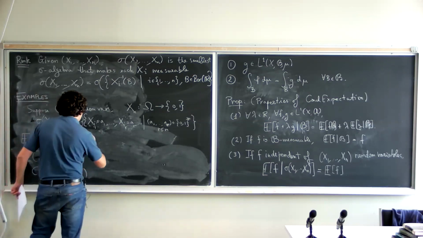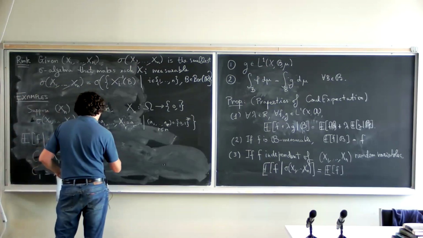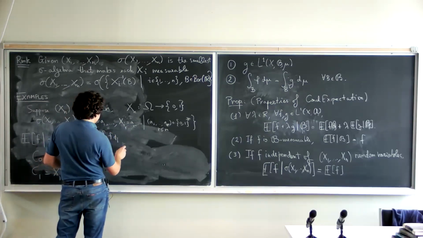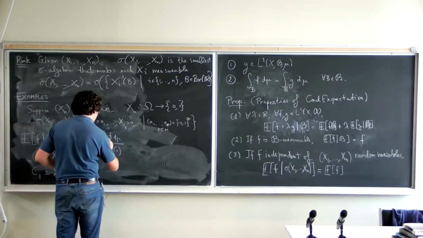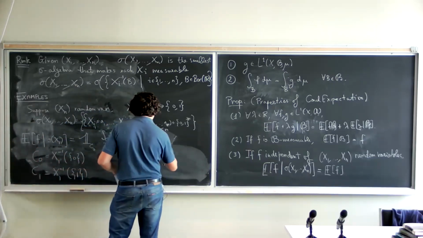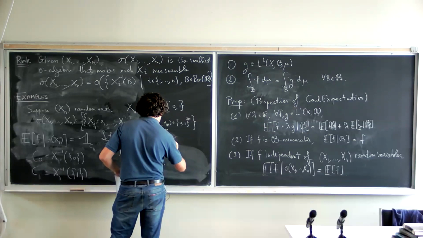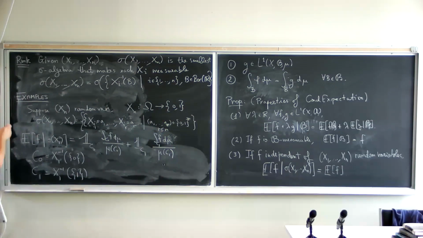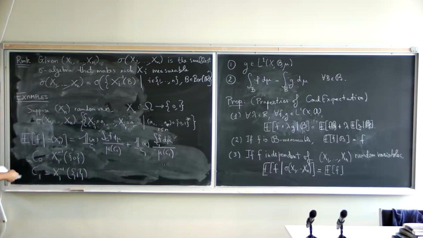And so here we get the characteristic function of C0 times the average of f over mu of C0, plus the characteristic function of C1 times the average of f over C1, d mu over mu of C1. So you see, this is still a function, but it's a much coarser function.